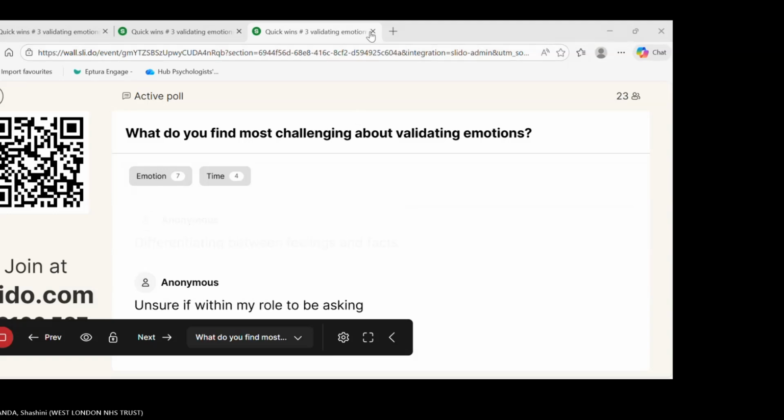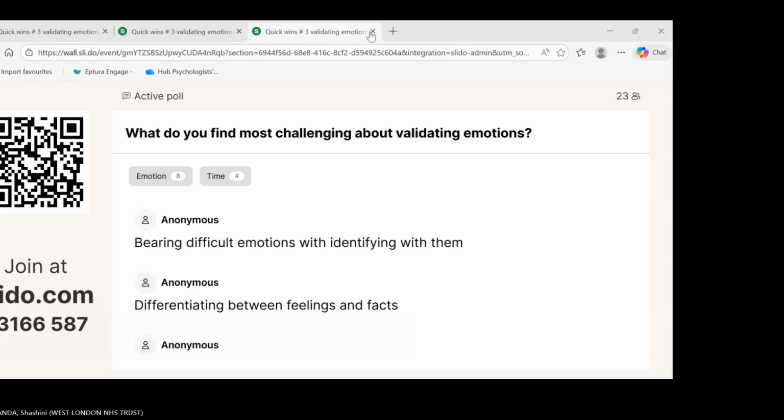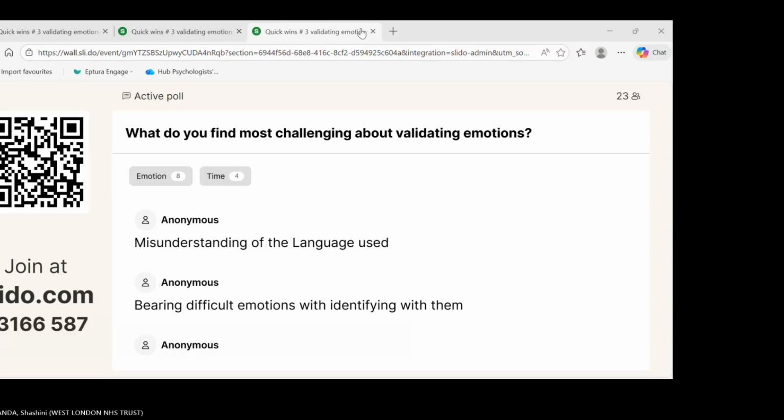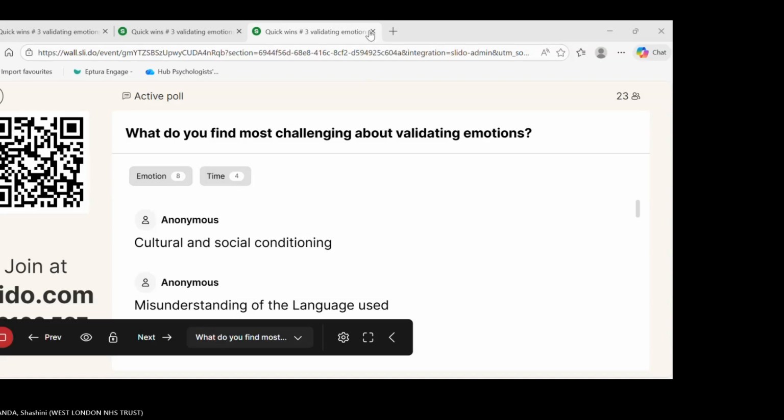There were quite a lot of comments there, so apologies if I haven't read out ones that you've put, but I'm loving the fact that we're able to spot a lot of the common challenges that we probably all face. Bearing difficult emotions without identifying with them. Yep. Misunderstanding of the language used. Yes. Language is so diverse that we're not always going to get it right, and that does impair how we validate. Cultural and social conditioning. Yeah. I think that's a much bigger topic, but yes, that could contribute as to why we could find it challenging to validate.